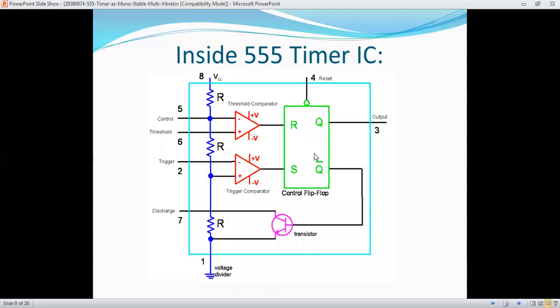Similarly, this is the inside of the 555 timer IC. This is the RS flip flop. The Q is the output, pin number 3. The transistor Q4 is connected at the drain source level. At the drain and gate it should be connected to a resistor. The S input of the flip flop is connected to the non-inverting amplifier, and the R input is connected to the inverting amplifier. These two comparators compare the difference between R1 and R2. It should be calculated from the reset and discharge pin.